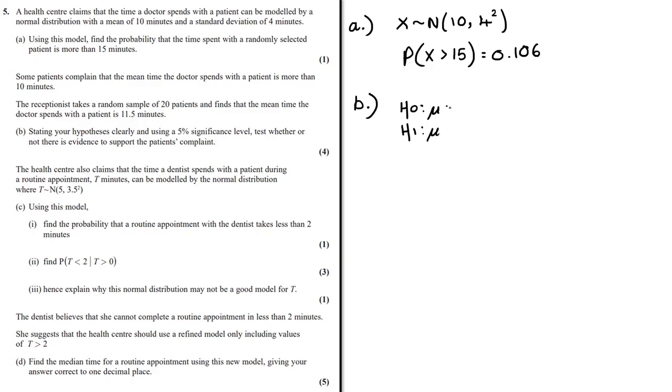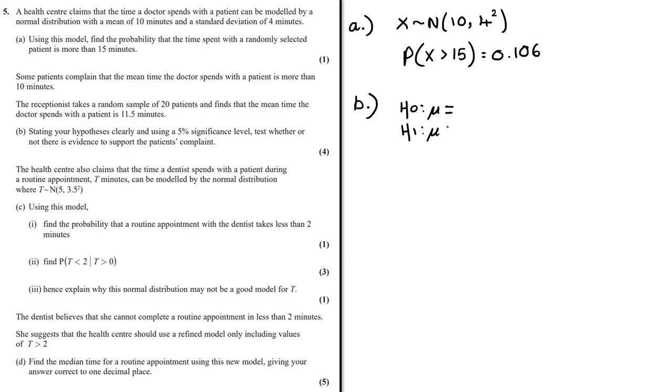So before I put this in, for H0, this will always be equal to the value that we're going to be using, which we'll define in a moment. And for H1, well, this is dependent on whether it's a one-tailed test or a two-tailed test, and that's given in the context of the question.